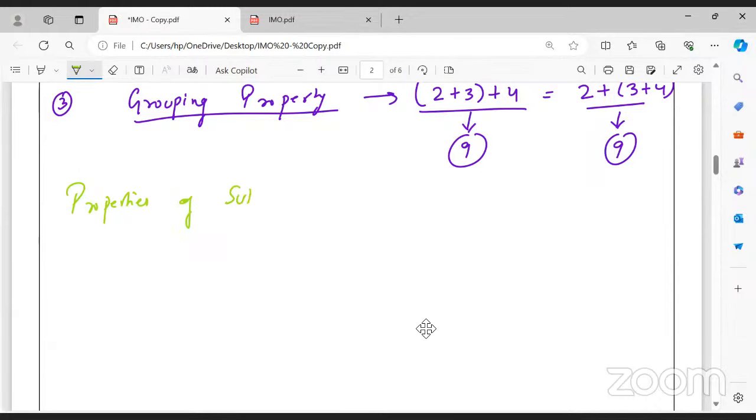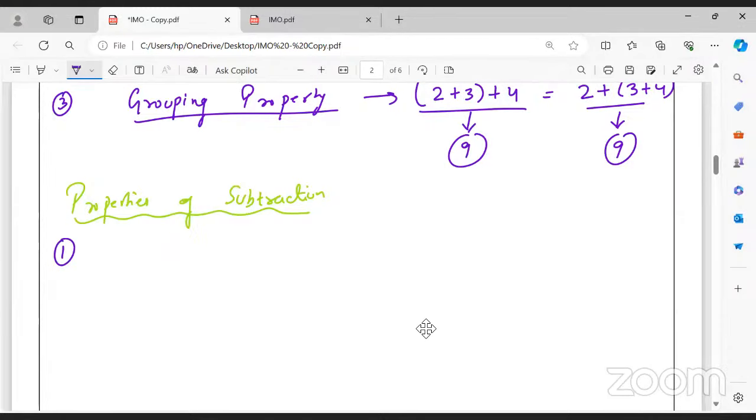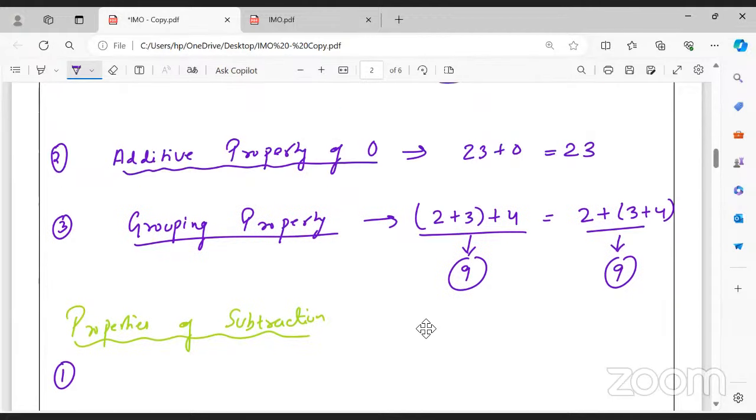Properties of subtraction. Can you tell me the property of subtraction? Yeah. Number one. What is the first? Okay, I like Khirod. Very good. Smita, good. Properties of subtraction. Who can tell me what are the properties of subtraction? Let us consider here only.